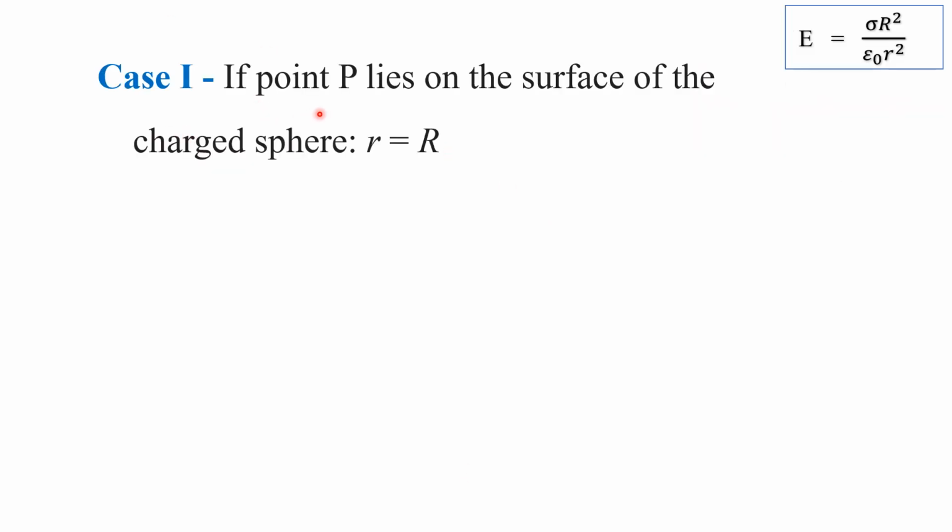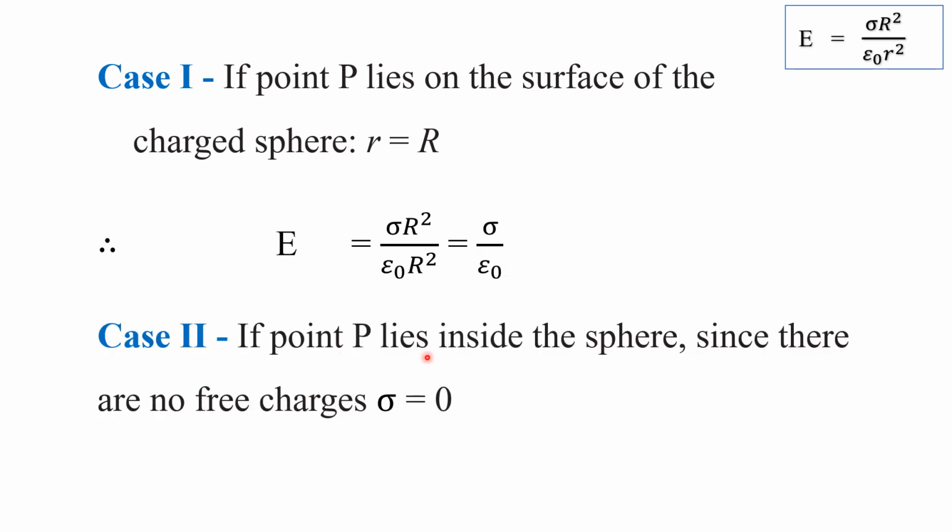First case: if point P lies on the surface of the charged sphere, then small r is equal to capital R. We have the equation of E; see, the equation of E is written here. Put the value of small r as capital R, the r square gets cancelled, and we get sigma upon epsilon 0. If point P lies inside the sphere, since there are no free charges, sigma is equal to 0, therefore E is equal to 0.